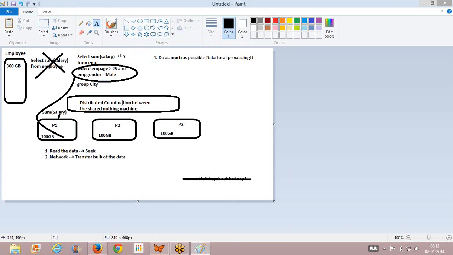Okay. And then this coordinator is going to calculate, for every city, the sum of the salary. So this is how it will work. It will try to do as much data local processing as possible. Remember, this is the most important. It is not to say everything is data local processing. It will try as much as possible to push it to data local processing.